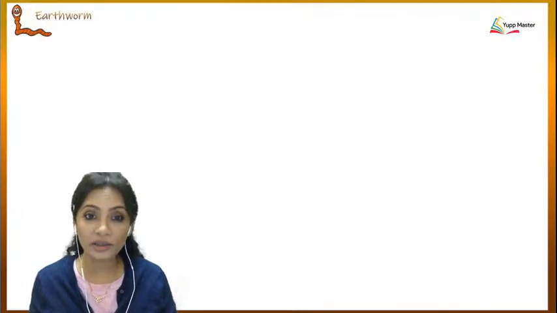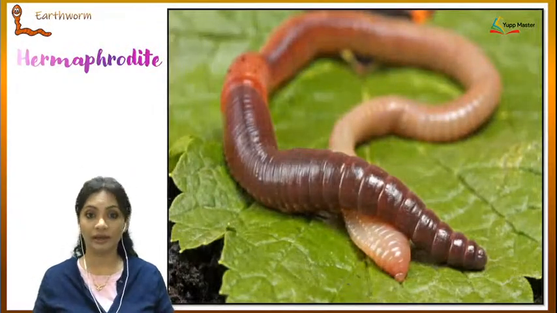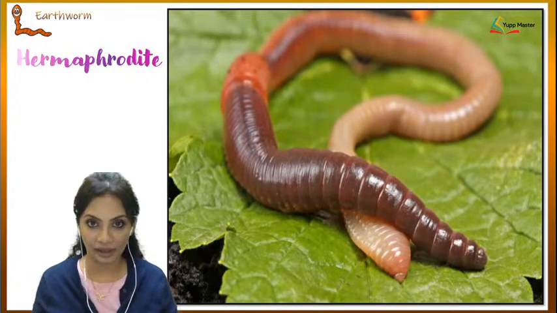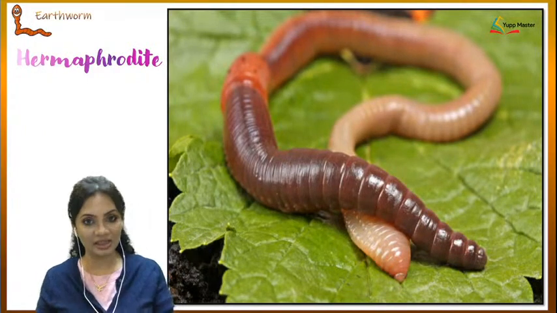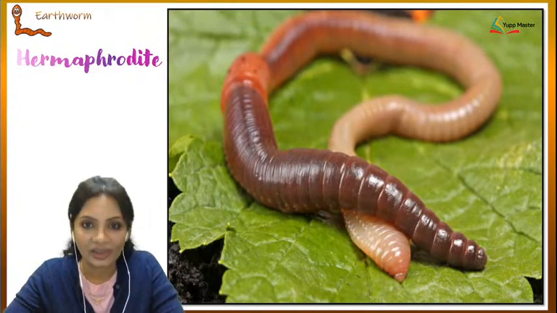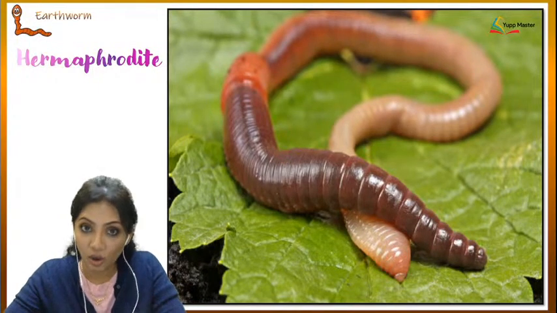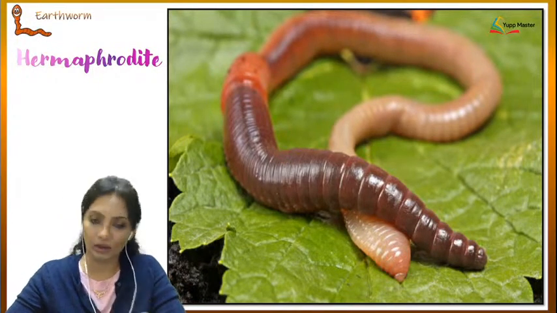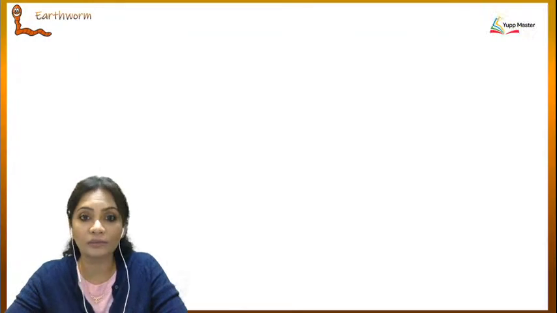Okay, when we're talking about this earthworm, first of all, we know that earthworms are hermaphrodite. What are they? They are hermaphrodite, which means that both the male and the female sex organs are found in the same organism. Okay, so earthworms are hermaphrodite.